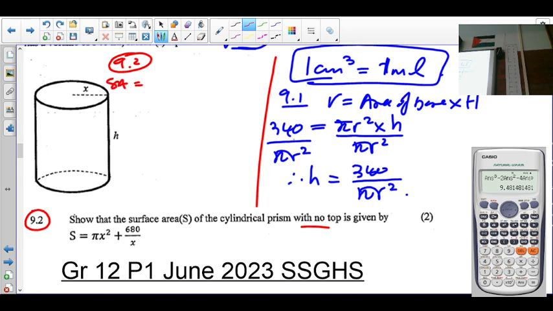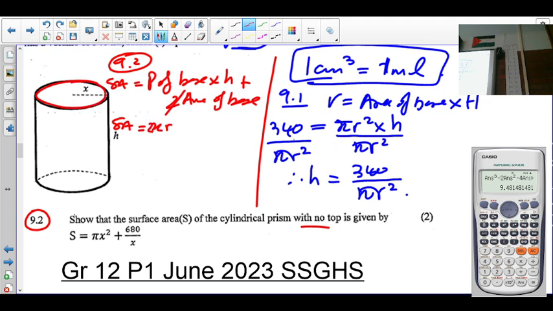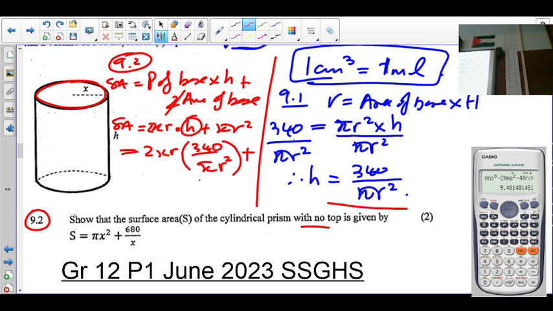To calculate the surface area of the prism, it is the perimeter of the base times height plus 2 times the area of the base. That is when the top is on, but there is no top. So the surface area is equal to the perimeter of a circle, which is 2 pi r, times height, plus the area of the base, pi r squared. The height is defined as 340 over pi r squared, so it's 2 pi r into 340 over pi r squared, plus pi r squared.